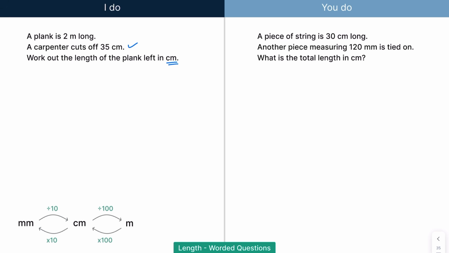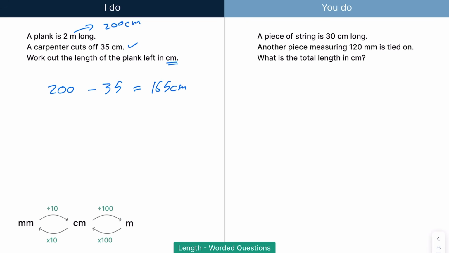So this bit's fine. How do you convert 2 meters to centimeters? Well, meters to centimeters, you times it by 100. So this just becomes 200 centimeters. So now, if you have 200 centimeters of wood, he cuts off 35. That means you're left with 165.